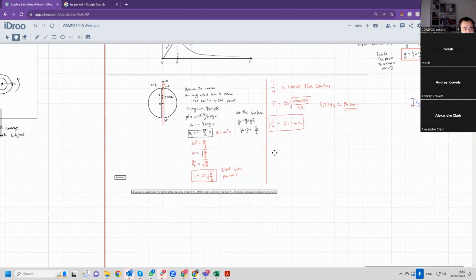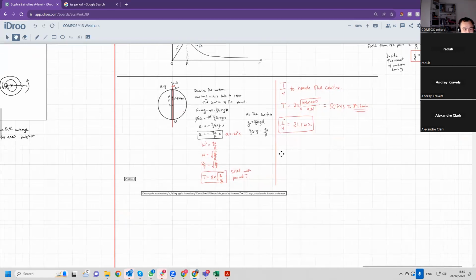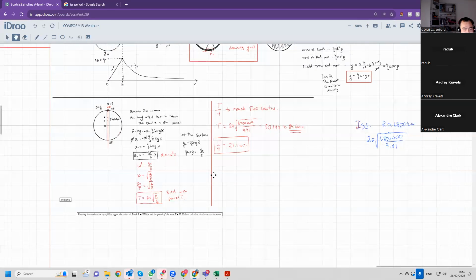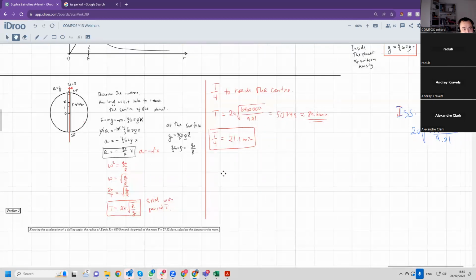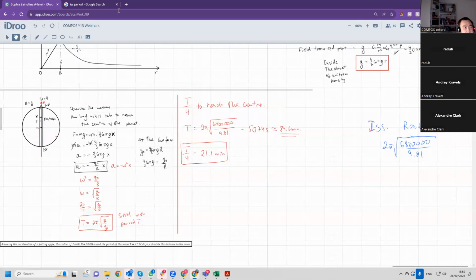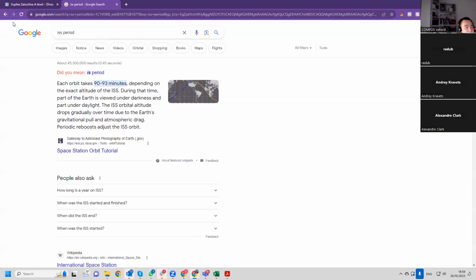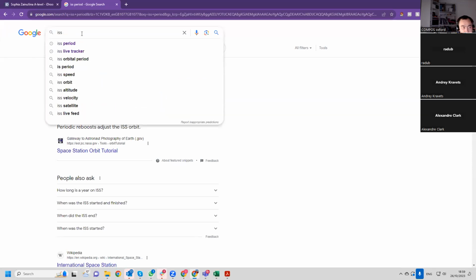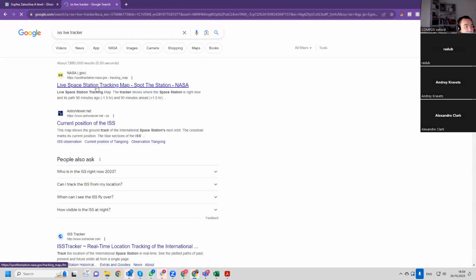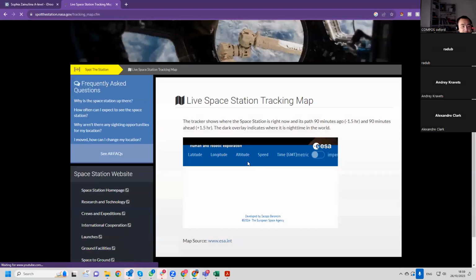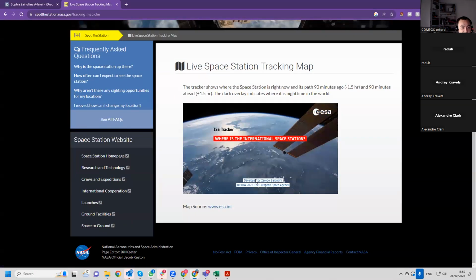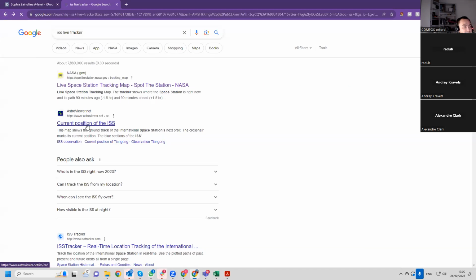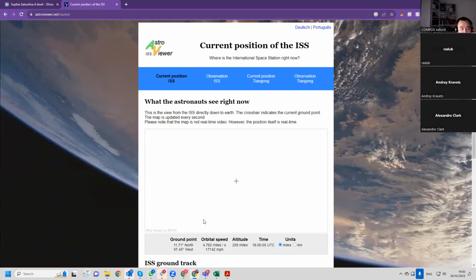ISS period. What else? What else was there? Oh, yeah, ISS. I really recommend an ISS Tracker. You can find the current position of the International Space Station here.